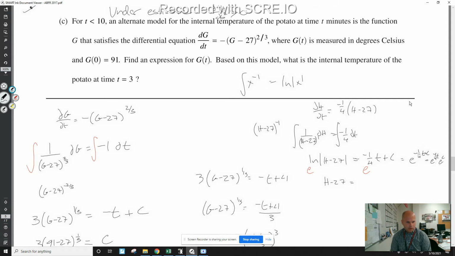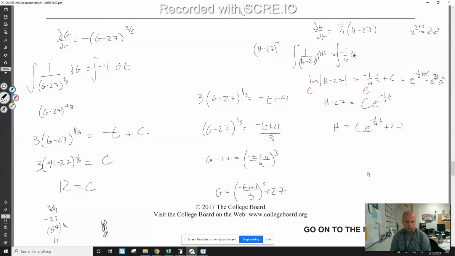Remember how using exponent properties, x squared plus 3 turns into x squared times x cubed? That's why I write this as e to the negative 1/4 t times e to the c, which turns into then C e to the negative 1/4 t. So I get what h is, C e to the negative 1/4 t plus 27. And then I have my initial condition (0, 91).